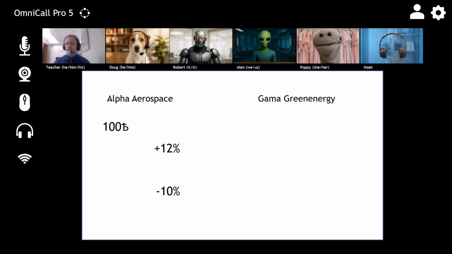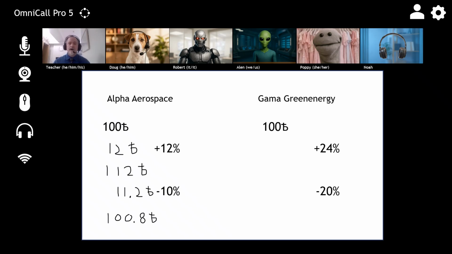Now, that's not exactly the inverse, but it's going to be enough above the inverse that we will make a profit. So 12% of 100, 120, 112, there. So after going up 12% and down 10%, we've just barely made a profit. We have made 0.8 bucks. Now, let's do leverage on Gamma Green Energy. Whenever we're doing leverage, we double whatever happened before. 12% goes up to 24%, and a 10% loss goes to a 20% loss.